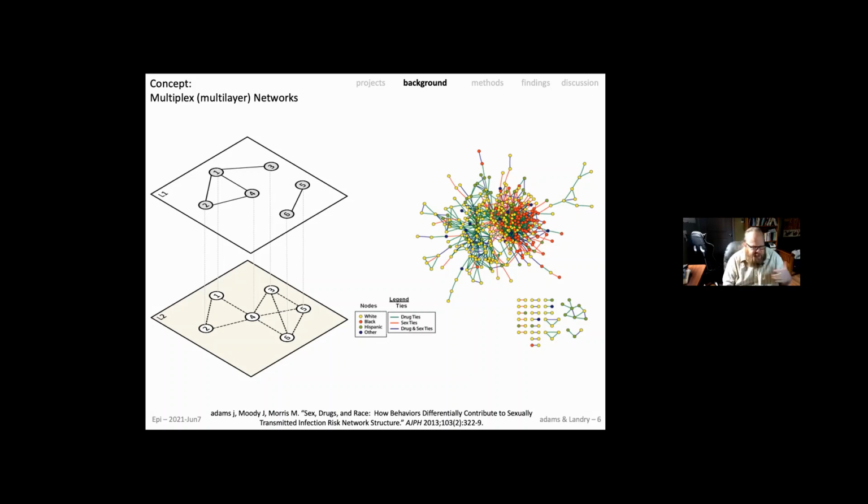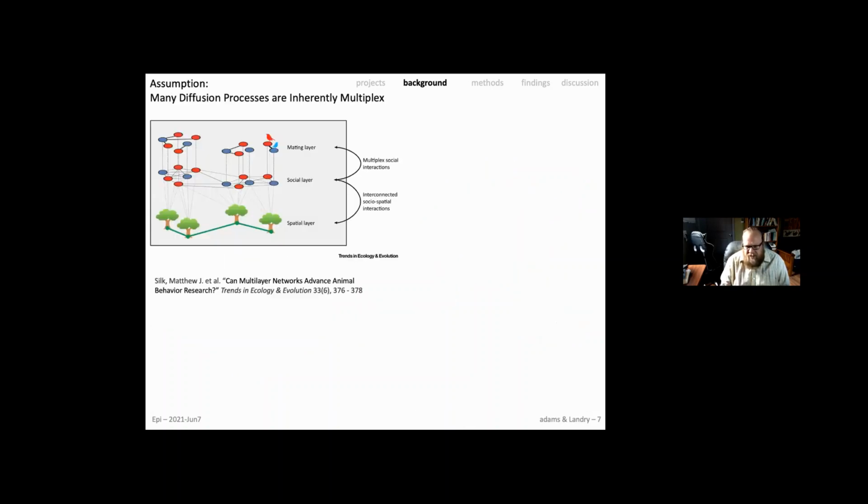The basic idea here is the notion that networks that can carry, in this case, diseases through a population often entail multiple types of relationships at the same time. I will probably use the terms multiplex and multi-layer interchangeably. That's just disciplinary differences in how we talk about these things. Just to give you some examples of how diffusion processes are often inherently multiplex, I just wanted to show a few fun examples that have come out recently.